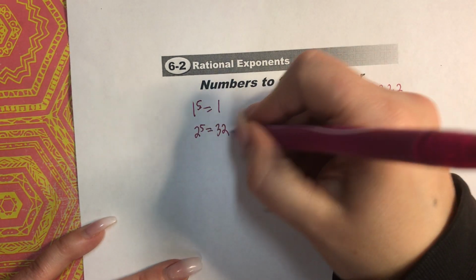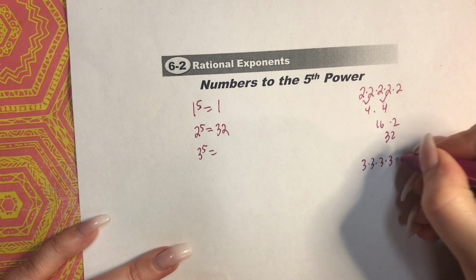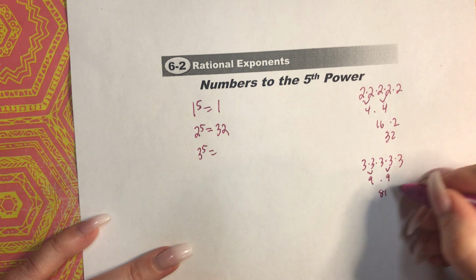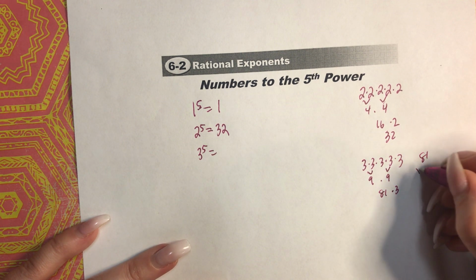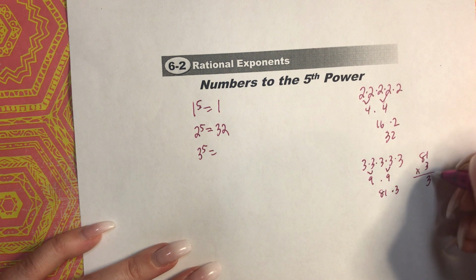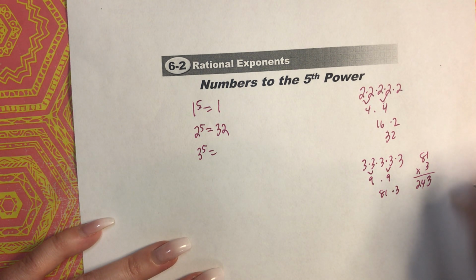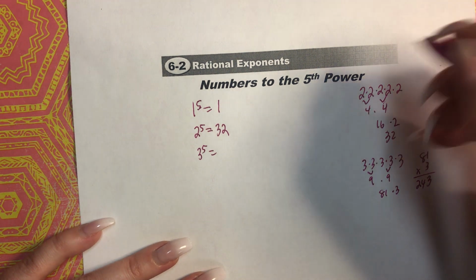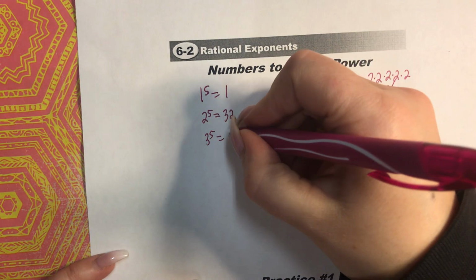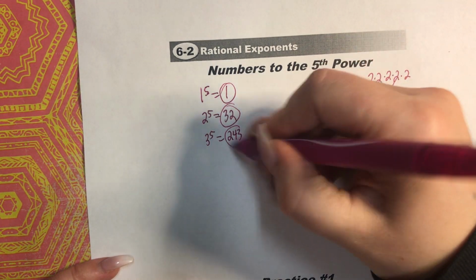Okay, and then 3 to the 5th is going to be 3 times 3 times 3 times 3 times 3. So this is 9, that's 9. 9 times 9 is 81 times this 3. 81 times 3 is, 3 times 1 is 3. 3 times 8 is 24. 243. I feel like we had a 243 before. Oh, no, we had a 343. 343 was 7 cubed. This one's 243. Okay, so those are the only numbers that we're going to memorize to the 5th power.